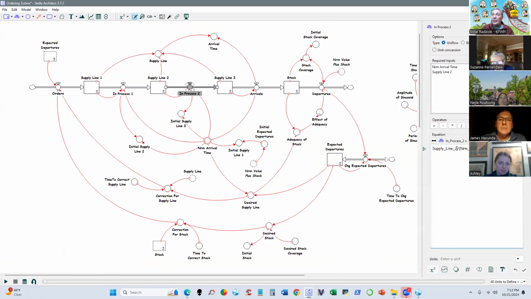Notice it'll say that's the supply line. We got the normal arrival time, but I divide it into thirds equally. Same thing here. I divide it into thirds equally. So whatever the normal arrival time is, it's a third of it in each step.